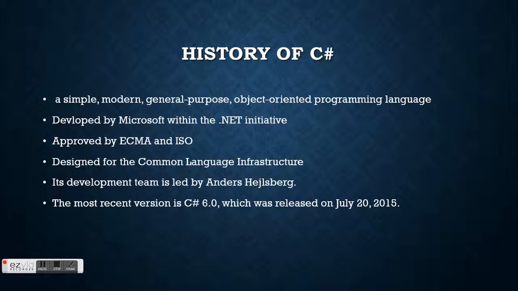So the history of C#: it's a simple, modern, general-purpose, object-oriented programming language developed by Microsoft within the .NET initiative. It was approved by ECMA and ISO, designed for the CLI, which is the Common Language Infrastructure. Its development team is led by Anders Hejlsberg, and the most recent version is C# 6.0, which was released July 20th of last year.